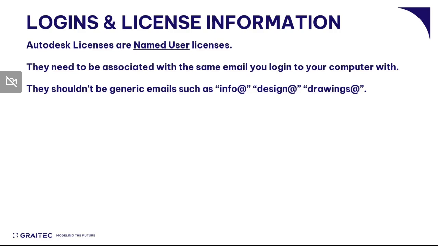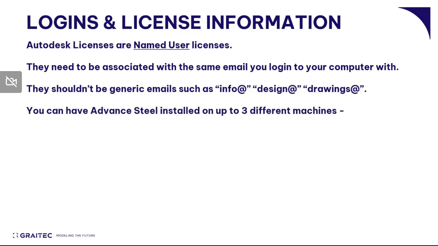You can't have 4 different people sharing one email address and trying to share the one license. Although you can't have different people trying to share one license with an ambiguous address, you can have one person installing Advanced Steel on up to 3 different machines using the same login. So you might be using your desktop at work, or a laptop you move around at work and go to site with, or even a home PC if you have to do extra time at home. But you can't share that for different people.